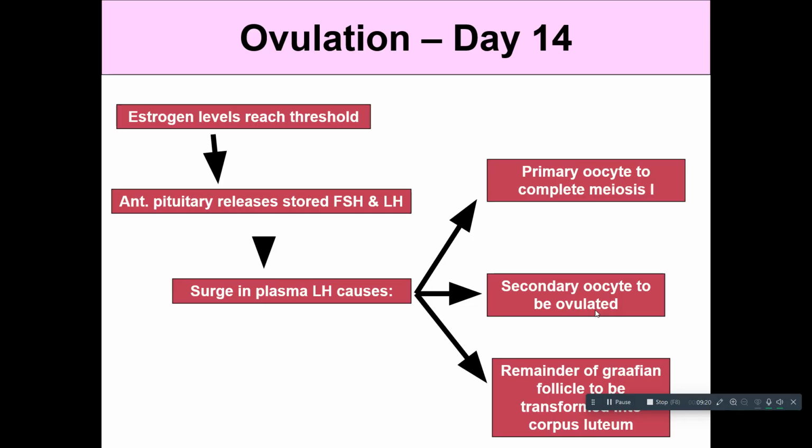Okay, on day 14, right before the ovulatory event, a couple things have to happen. Number one, we got a Graafian follicle now, and the Graafian follicle is making just a ton of estrogen. And estrogen levels are going to reach this threshold value, and as a result, the anterior pituitary is going to release the stored FSH and LH. There is going to be a surge in plasma LH.